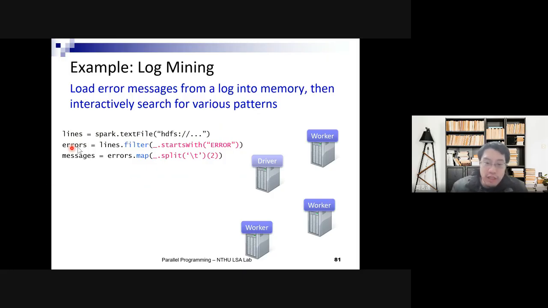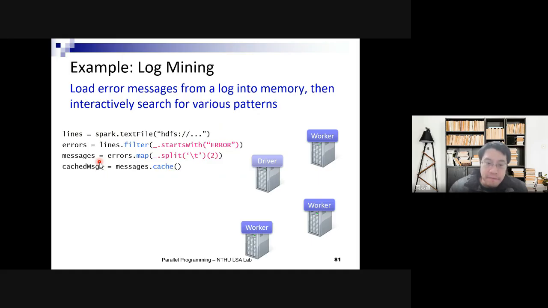Then we transform each arrow. We try to split them into a key value pair. Just trust me for now. This is what happens. The split basically generates a key value pair, and so it becomes our messages.